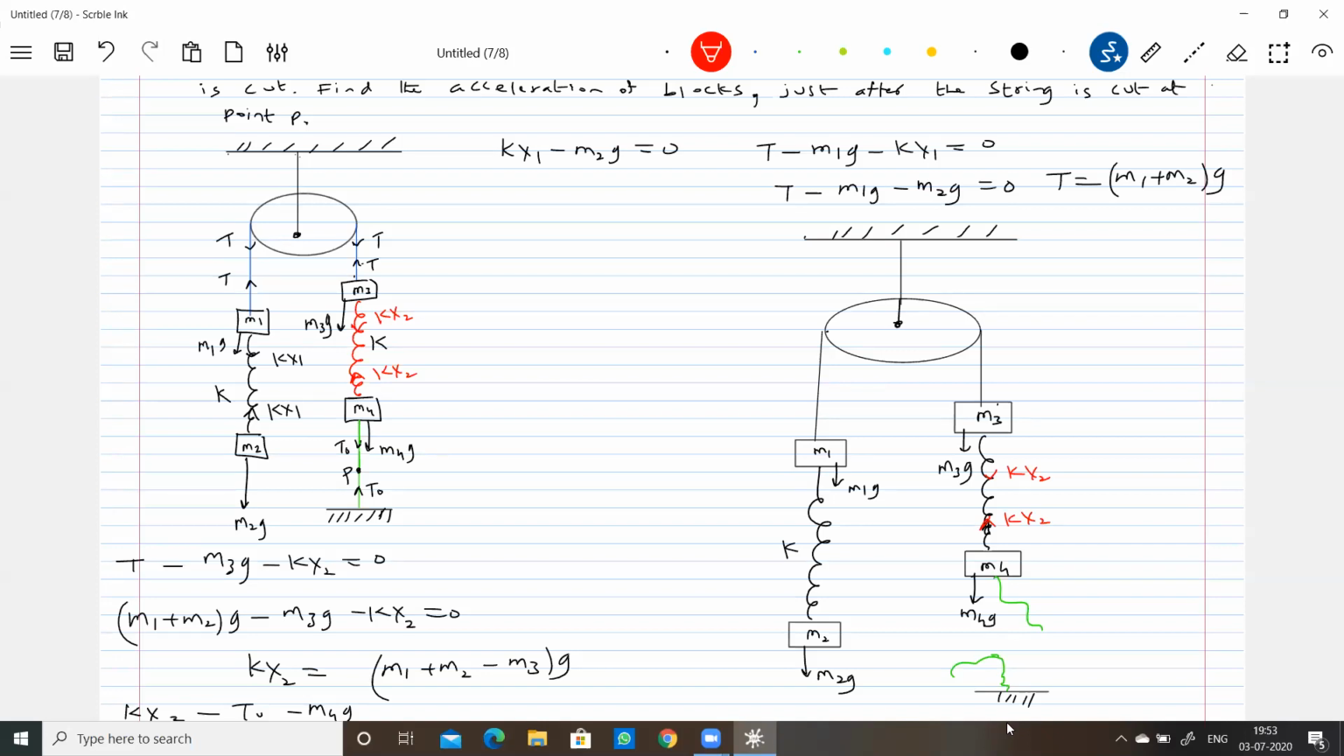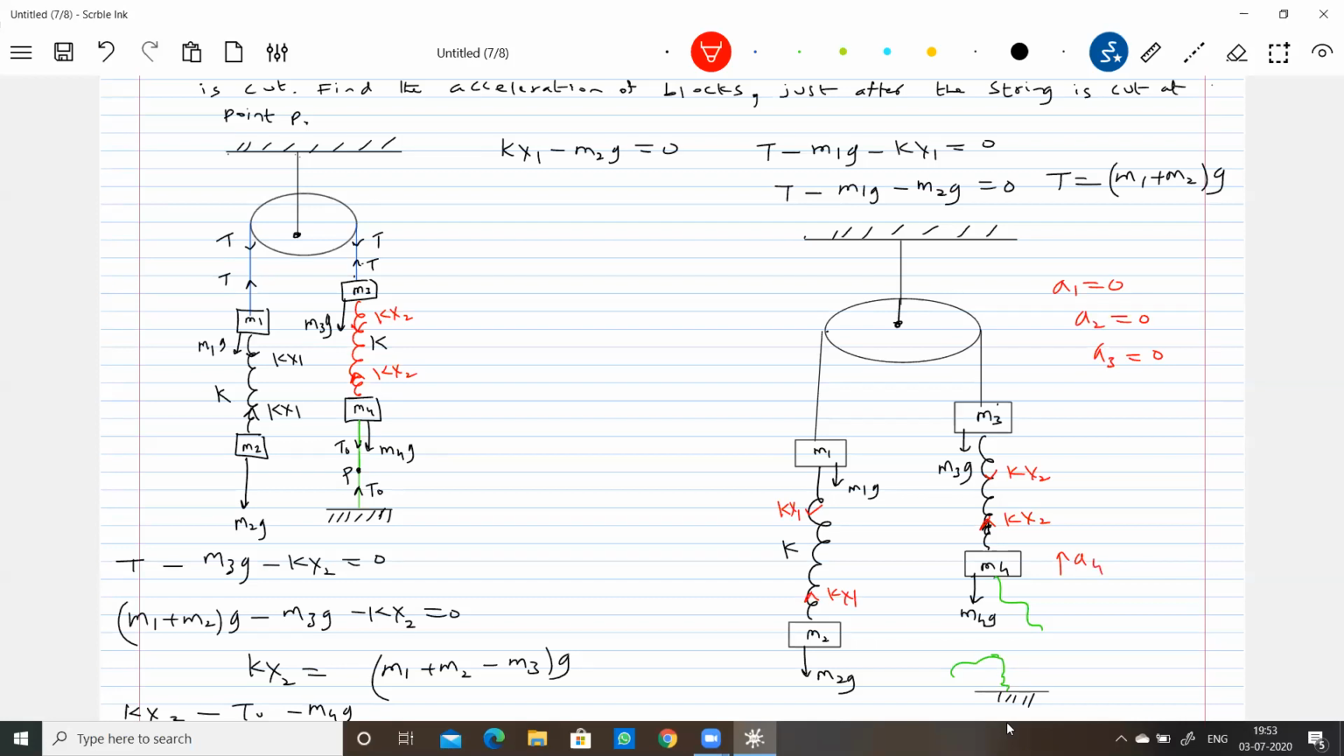Or rather, better to say acceleration is 0, instead of calling it rest. So no change in spring force. The spring force will be Kx1, Kx1. So A1 is 0, A2 is 0, A3 is 0. What about A4? What do you expect for block M4? In what direction will it move, up or down? It should move up.